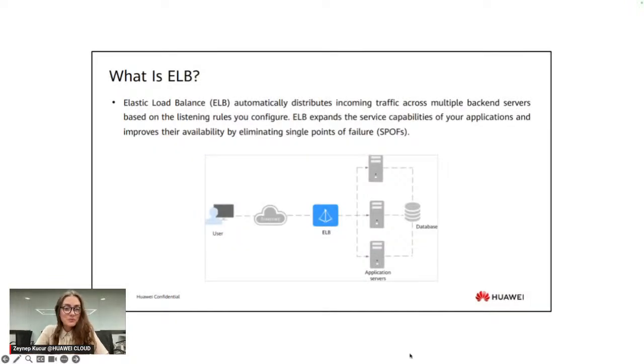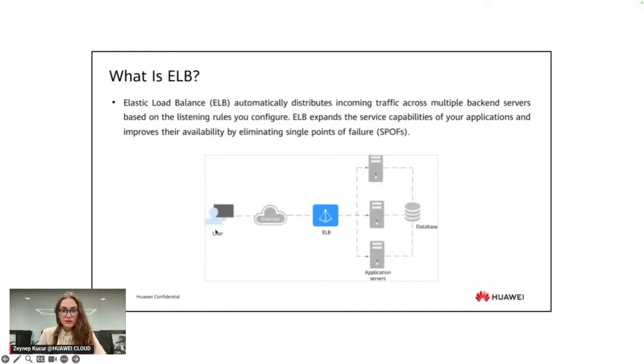What is an elastic load balancer? ELB is a network service that automatically distributes the incoming traffic among multiple backend servers according to the listening rules you configured. So here's an ELB, and then there are application servers. Your traffic comes in, and let's say one of them is very busy and the other one has no work. We have to figure this out to automatically distribute equal kinds of work. So ELB does exactly this.